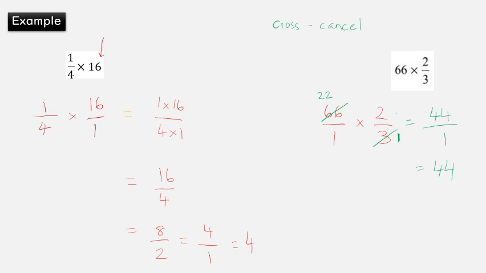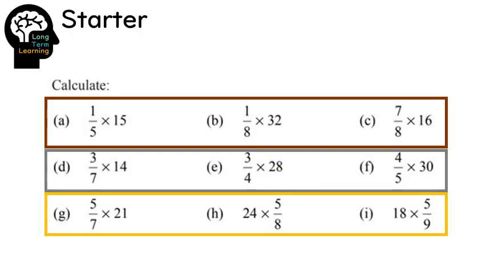If I hadn't cancelled, remember I would have done 66 times 2 on the top, 1 times 3 on the bottom. That would have given me 132 over 3, and then I would have had to divide that. So it just helps us when cancelling. It means we don't have to cancel much at the end if we can do it nearer the start. So if you watched the examples, now have a go at the questions. If you're now looking for the answers, go to the next slide. Here are your answers. Make sure to mark them off.